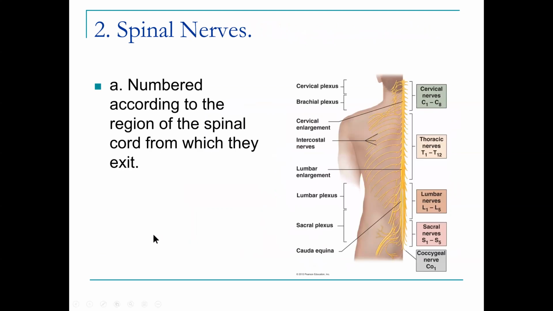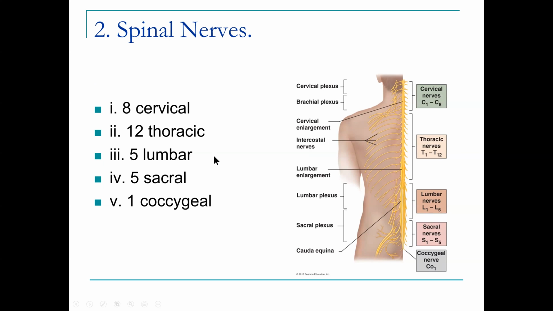Spinal nerves, numbered according to the region of the spinal cord from which they exit, okay? Remember that there are 8 cervical nerves, but only 7 cervical vertebrae. So the first cervical nerve comes out on top of C1, and the second cervical nerve comes out at the bottom of C1, okay? We have cervical nerves, thoracic nerves, lumbar nerves, sacral nerves, and coccygeal nerves.